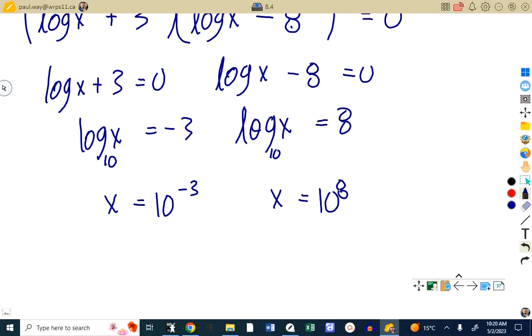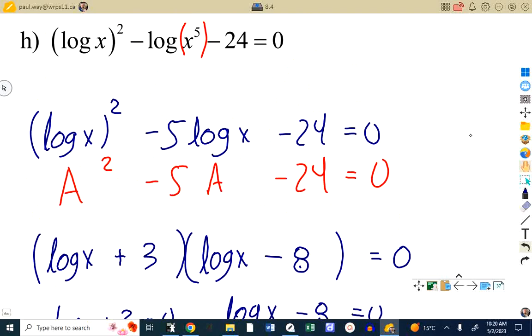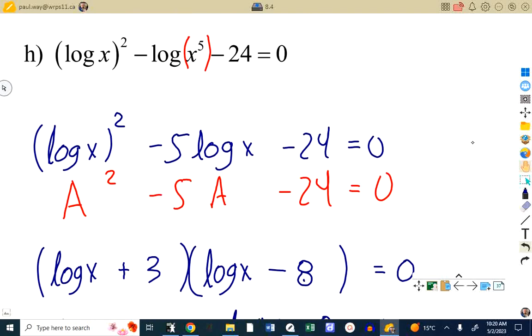Those are two numbers that are both greater than 0. And when you take a look at the original equation, as long as x is greater than 0, the arguments are greater than 0.